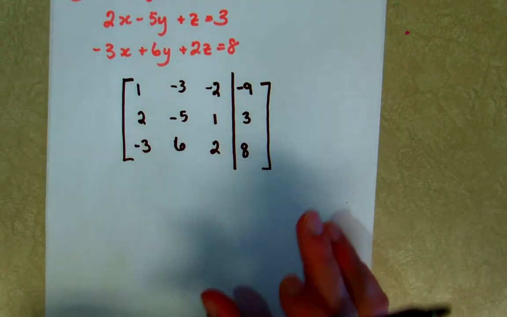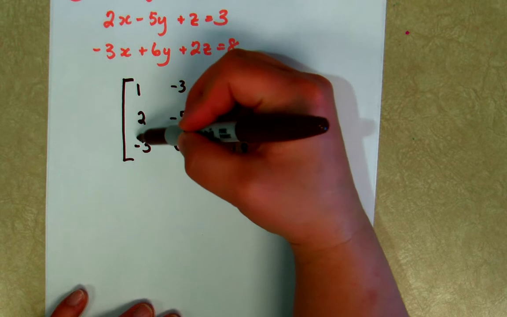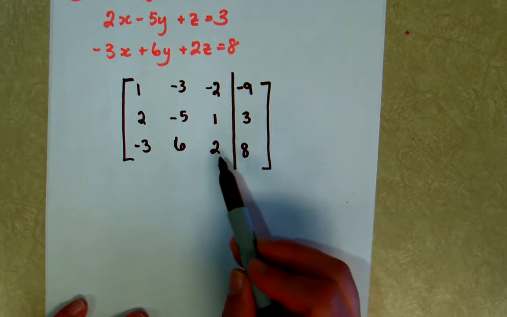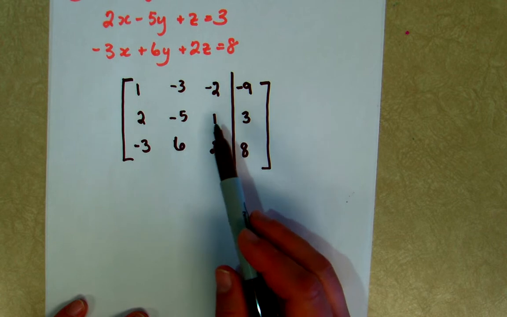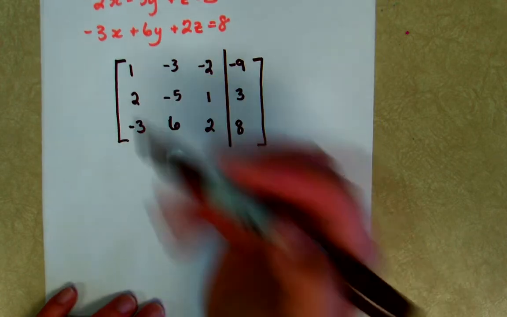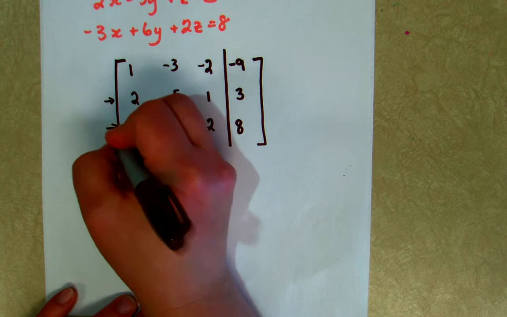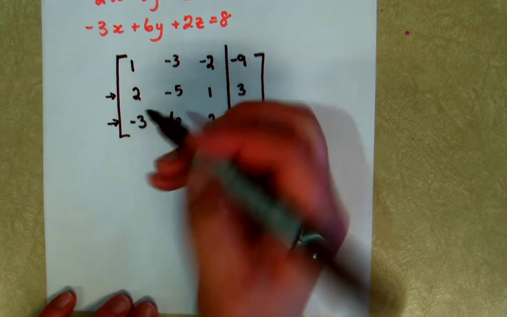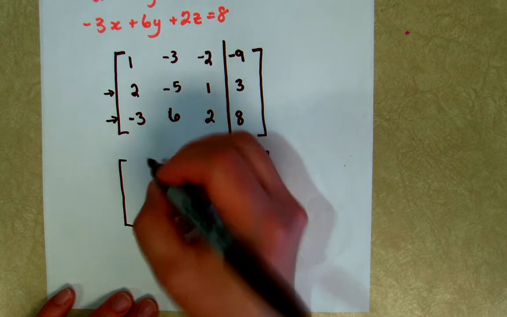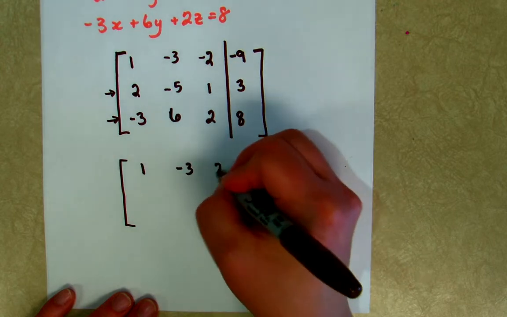Now, in Gauss-Jordan elimination, we want to turn these three corner values here into zeros, because then we can start reading off z equals this, move it up, y equals this, move them both up, and x equals this. So the first two things I'm going to do is get a 0 in those two positions. So my first row is not going to change.